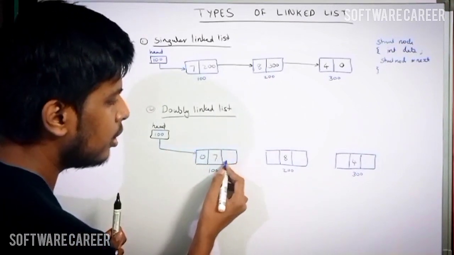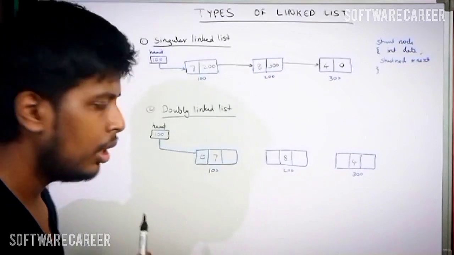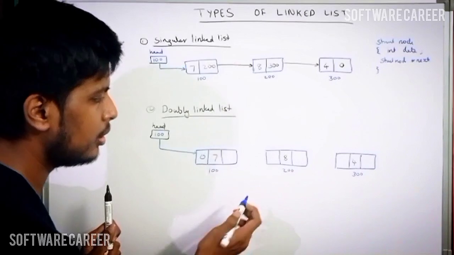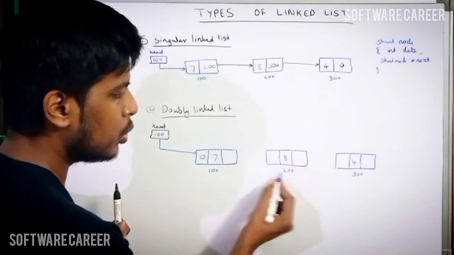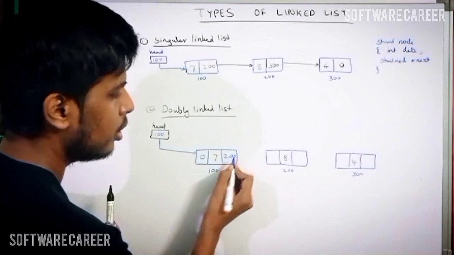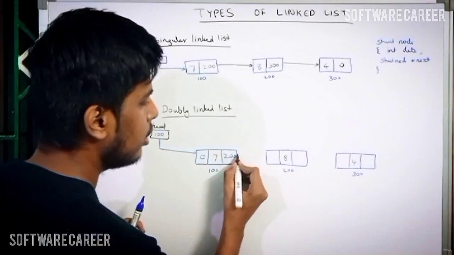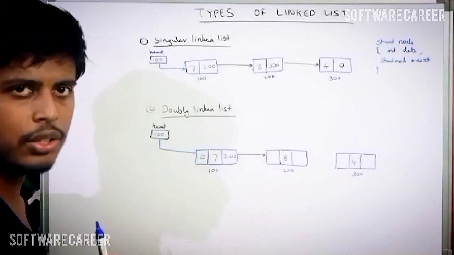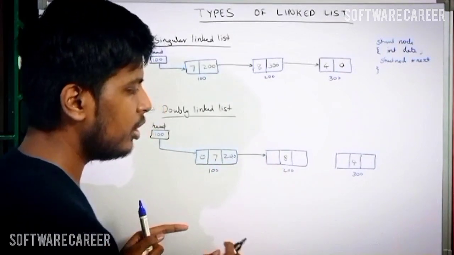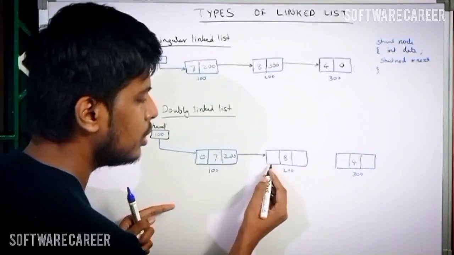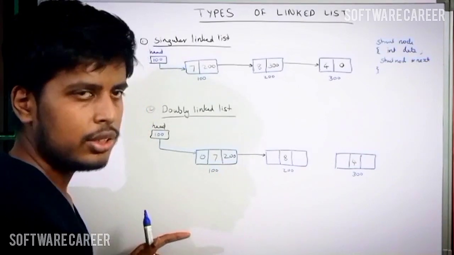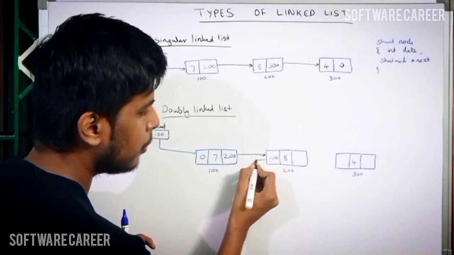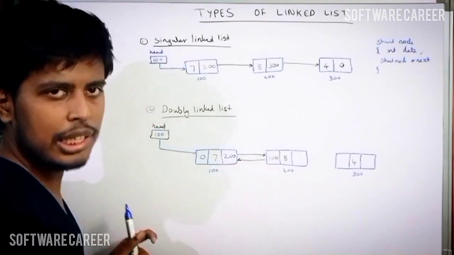Now this third part is again a pointer. This pointer is used to point to the address of the next node, same as the singly linked list. The address of the second node is 200, so I am storing 200 here. Now it creates a link in the forward direction so that you can identify this is the first node, this is the second node. Now this is the pointer which stores the address of the previous node. The address of the previous node is 100, so I can store 100 here. So it creates another link which goes in the backward direction.